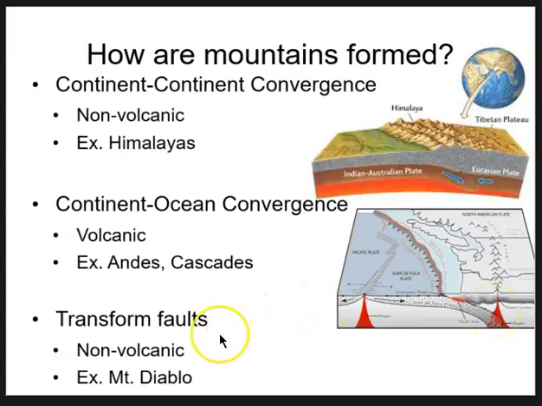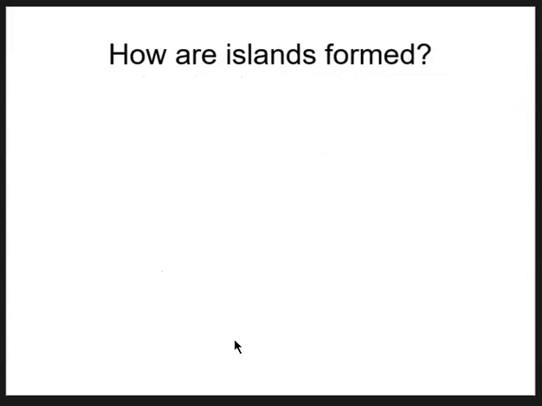And then, as we learned in the previous video, an additional way that mountains can form is by way of transform faults, where the continental crust is kind of being squeezed together. An example of that is Mount Diablo. Okay, what about islands? How are islands formed? There's three ways that we're going to discuss how islands are formed.